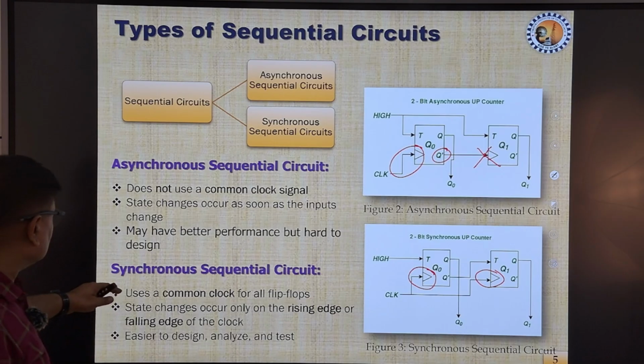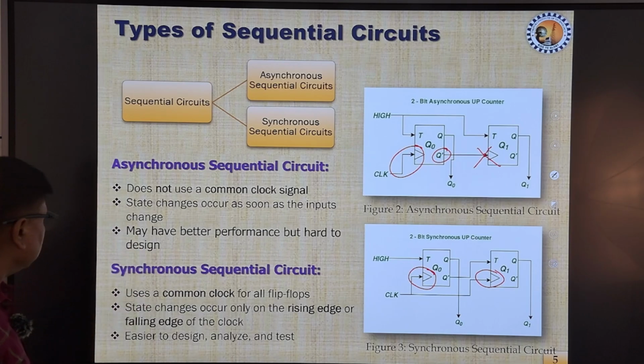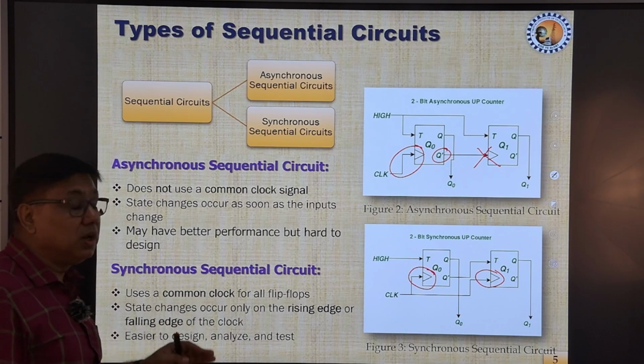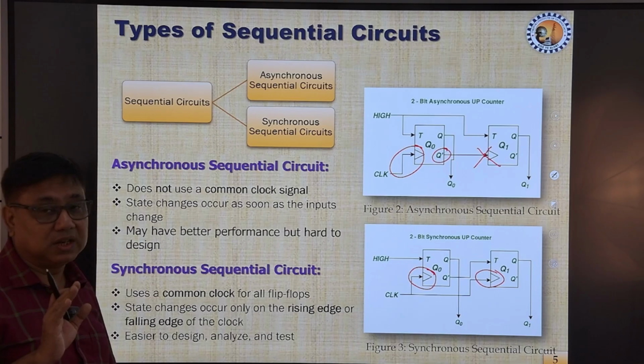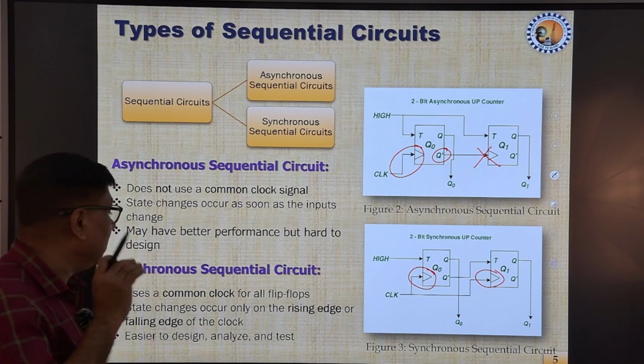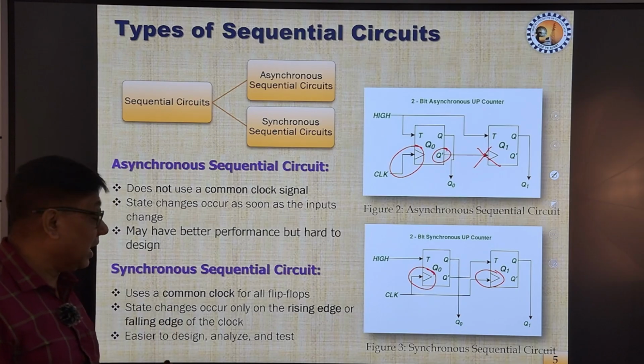Now, a synchronous sequential circuit, as we understood from that diagram, uses a common clock, and the state changes only when there is an edge in the clock signal. It can be a rising edge or a falling edge, and these circuits are easier to design, analyze and test.